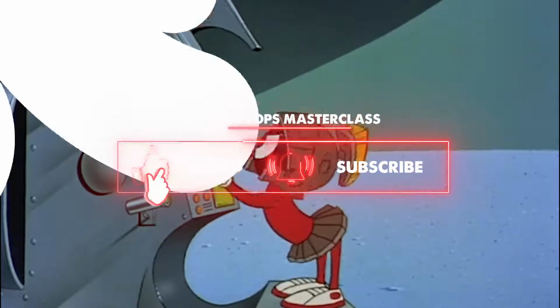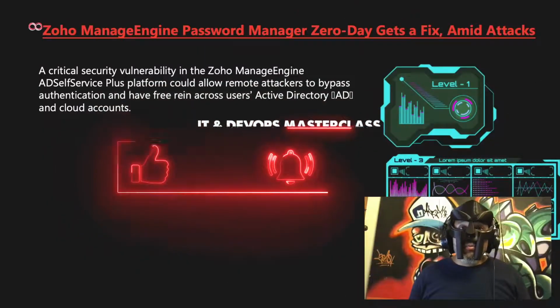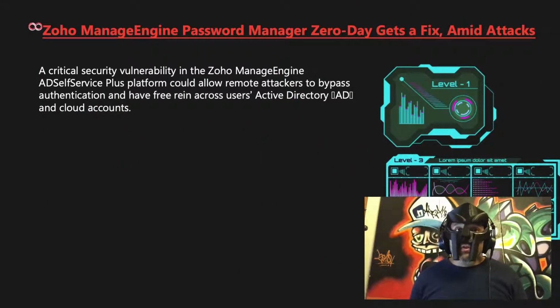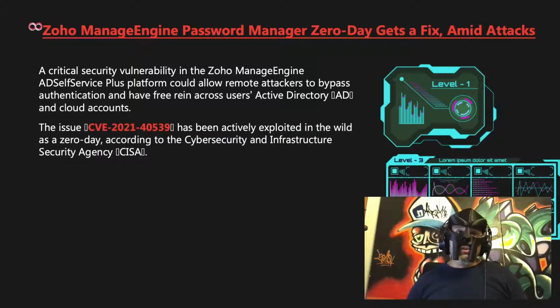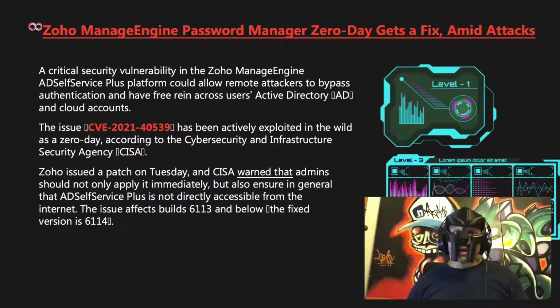A critical security vulnerability in the Zoho ManageEngine ADSelfService Plus platform could allow remote attackers to bypass authentication and have free rein across the user's Active Directory and cloud accounts. The issue, CVE-2021-40539, has been actively exploited in the wild as a zero-day, according to the Cybersecurity and Infrastructure Security Agency. Zoho issued a patch on Tuesday, and CISA warned that admins should not only apply it immediately, but also ensure in general that ADSelfService Plus is not directly accessible from the internet.